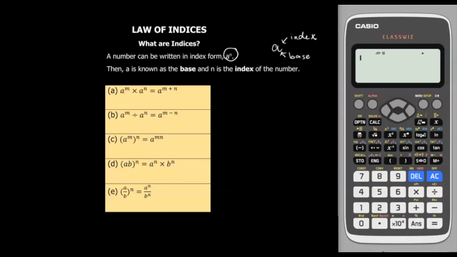And for c, a to the power of m, then whole thing to the power of n will be a power mn. Then for d, ab whole thing to the power of n, so a to the power of n times b to the power of n. Then for e, a over b whole thing power n, so a to the power of n over b to the power of n. Okay, means top and bottom also have to power n.